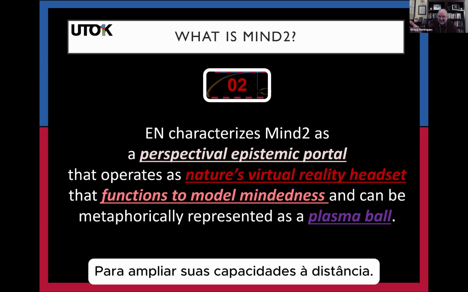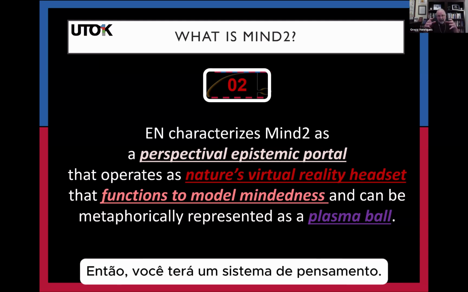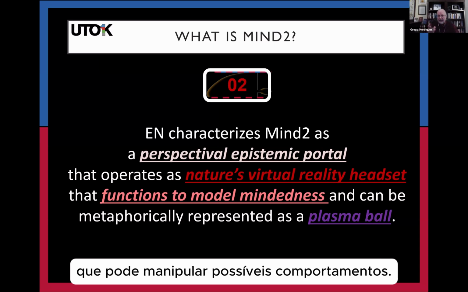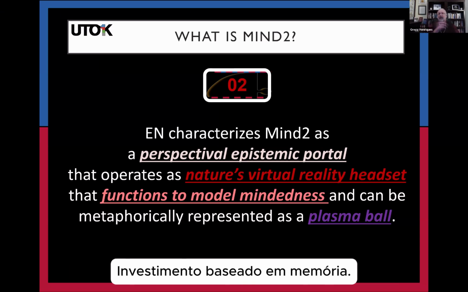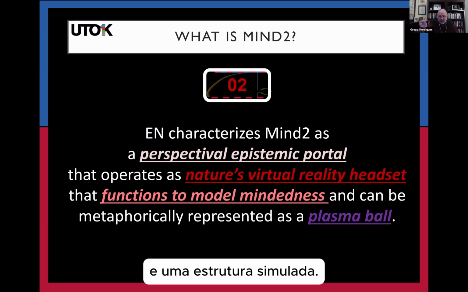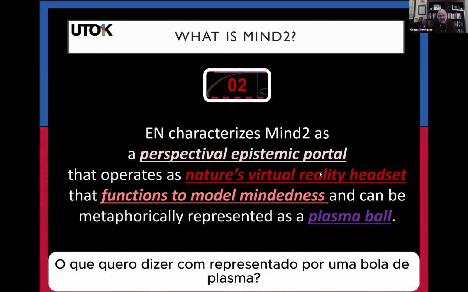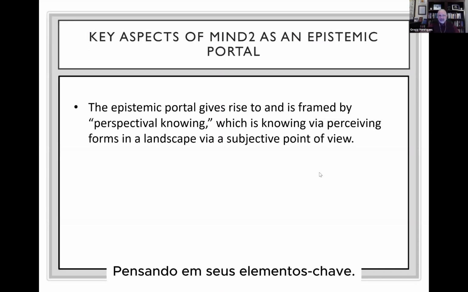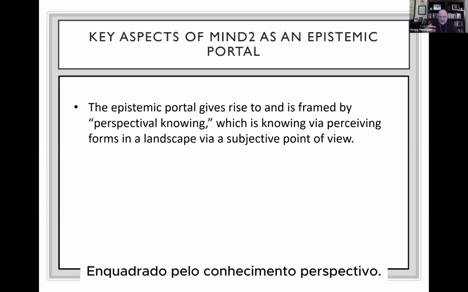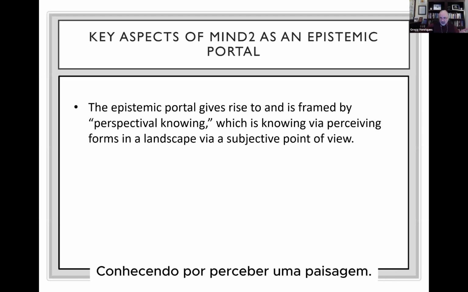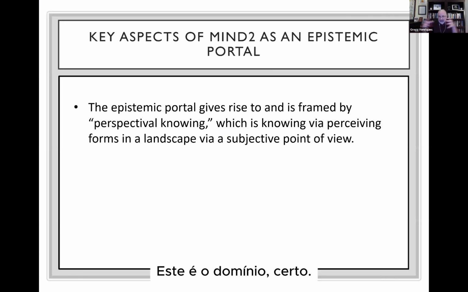So it's a higher order representation on neurocognitive semantic activity that's then going to model the self in relationship to other, to extend its capacities over distance, i.e. space-time relations, so that you're going to get a thinking system that can manipulate possible behavioral investment paths based on memory and a simulated structure. It's modeling mindedness. What do I mean by represented by a plasma ball? Well, let's think about its key elements. It's an epistemic portal. It's framed by perspectival knowing via perceiving a landscape. This is the domain, from a subjective point of view.